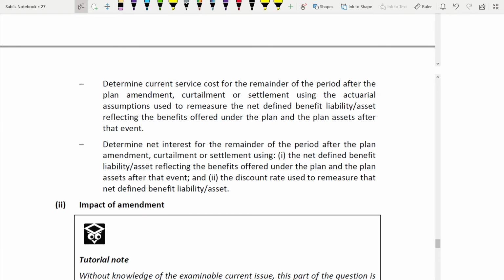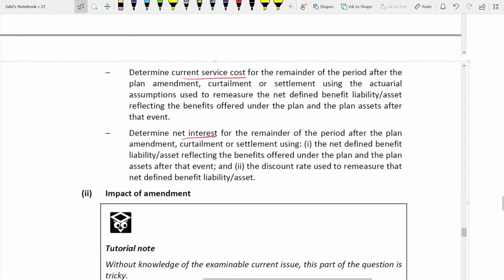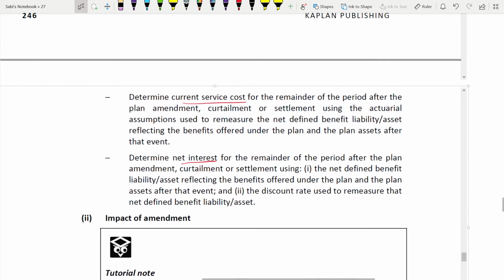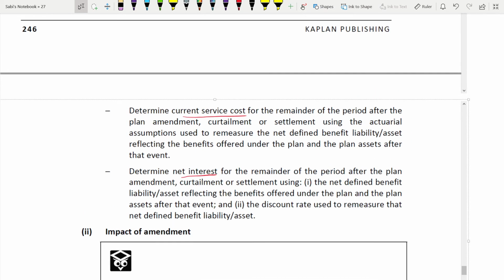These 2 things. One is related to the current service cost, the other one is related to the net interest. Okay. So determine the current service cost for the remainder of the period. How do you get that current service cost for the remainder of the period? After the plan amendment, curtailment or settlement, using the actual assumptions used to remeasure the net defined benefit liability asset, reflecting the benefits offered under the plan and the plan assets after that event. After that event, whatever the changes that have happened, you are taking that into account.